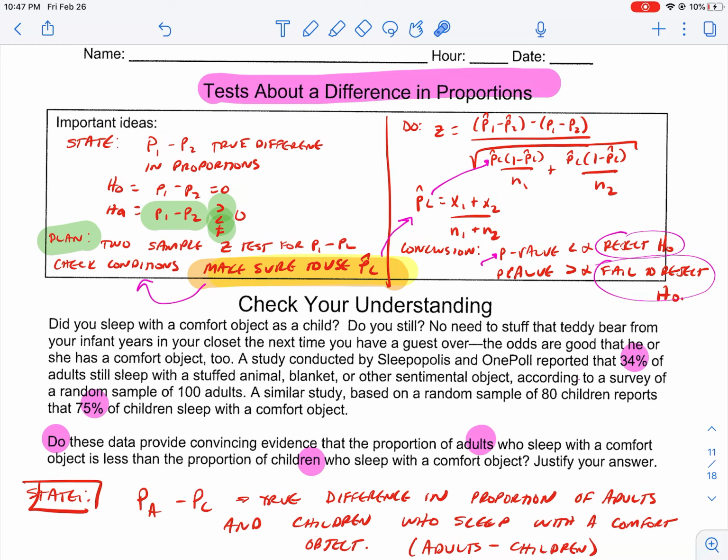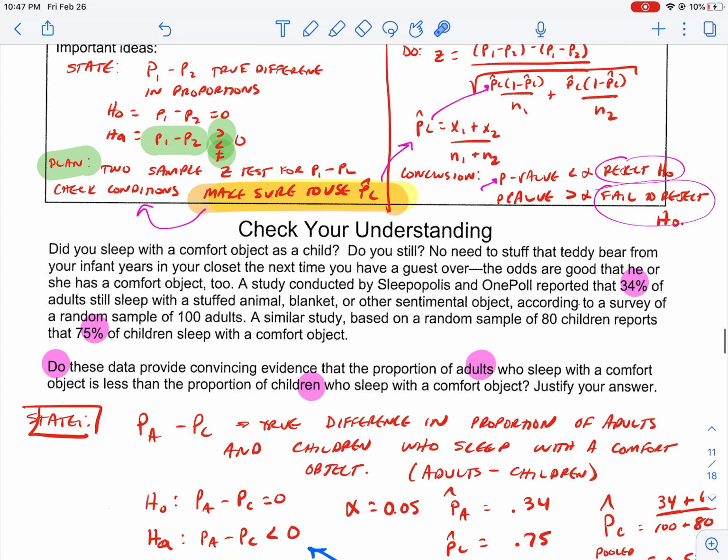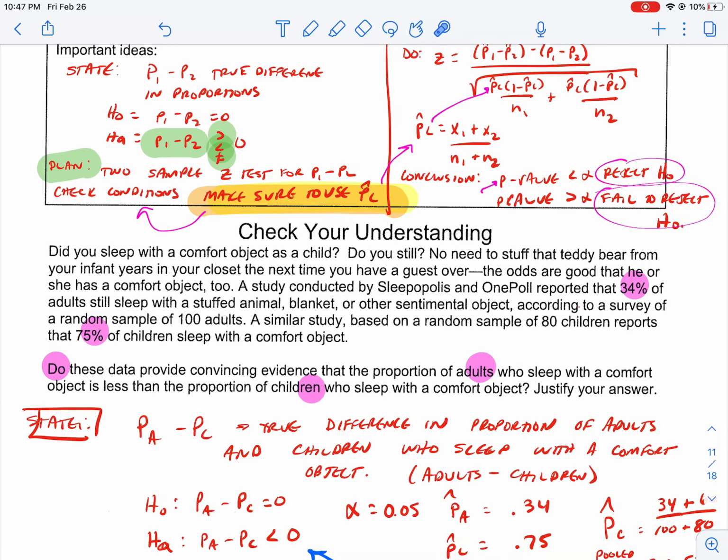So in this case, we said P sub A minus P sub C, not to be confused with P hat sub C, which is that combination of the two proportions. But really making sure to outline, I'm going to be subtracting adults minus children. So the adult percentage minus the child percentage. Also, I need to list out my hypotheses. So my null hypothesis is that there is no difference. That's going to be our null every time: let's assume there is no difference, and then compare the difference that we found in our samples to that potential difference of 0.